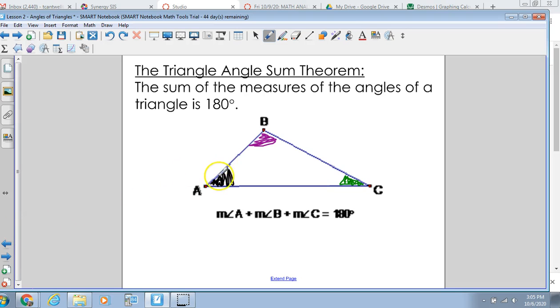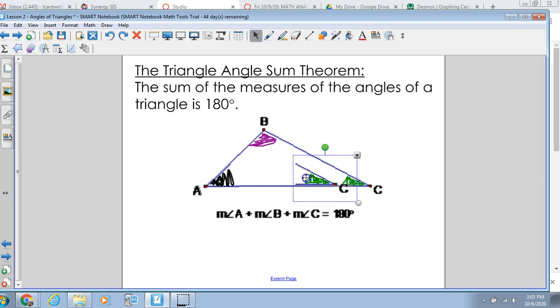And I'd like to show you a neat little thing about this triangle right here. If we were to take our three angles of the triangle, A and B and C, and move those around and put them next to each other, you would see that they would form a straight line, which is 180 degrees. So I'm going to move this right now.